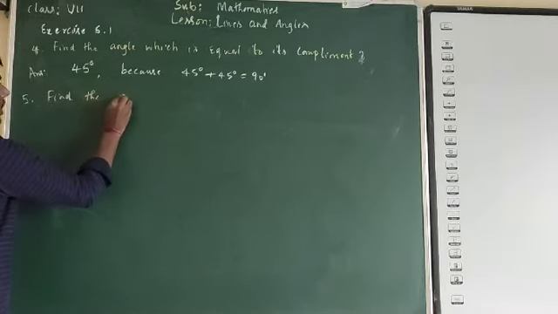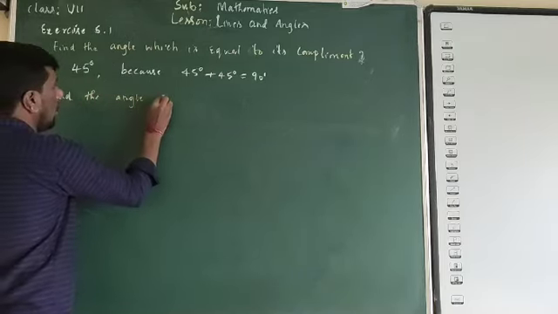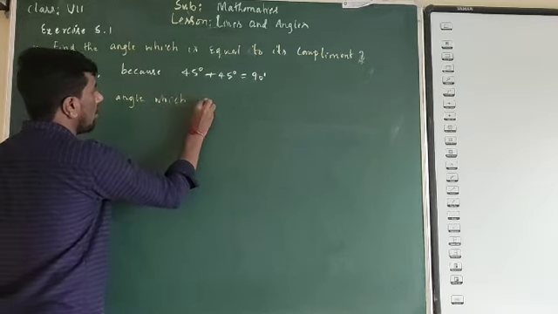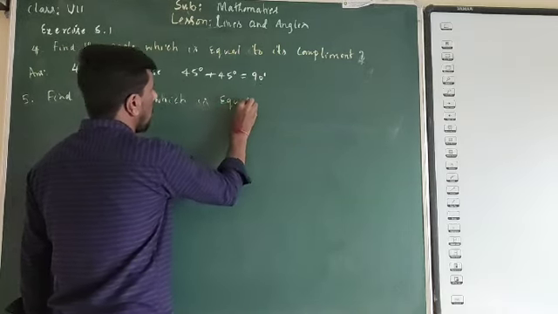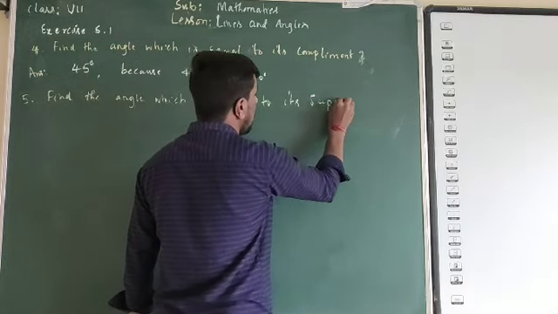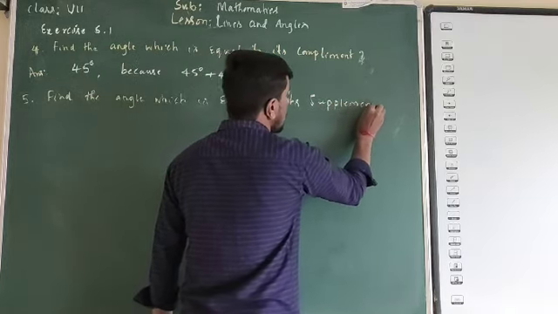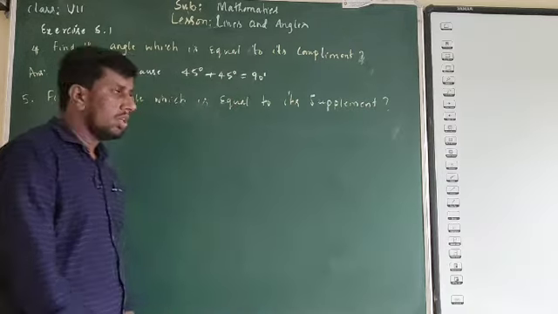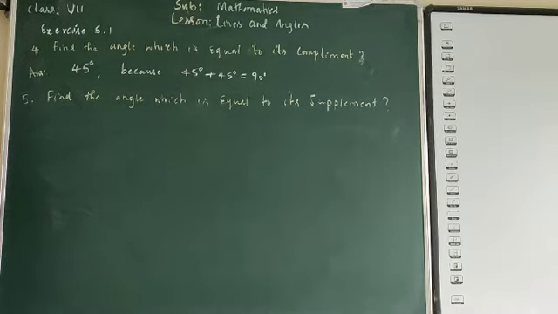which is equal to its supplement. There it is complement, here it is supplement. There it is 90 degrees, here it is 180 degrees. That's it. Hope you will do this. It is very easy.